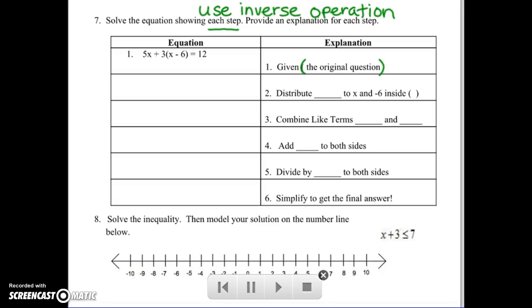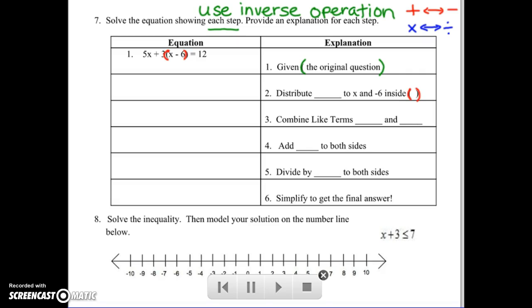If we're showing each step, we need to make sure we're using the inverse operation. Usually we've phrased it in the form of a question: Can I? Followed by what can I do? Inverse operations, just as a reminder: the opposite of addition, you guessed it, is subtraction, and the opposite of multiplication is division. Those are inverses of each other because they're opposites and undo each other when solving the equation.